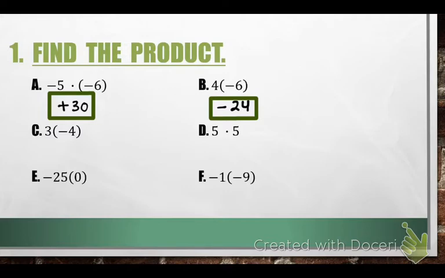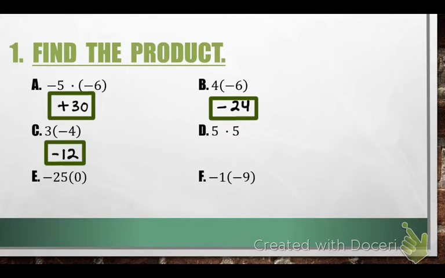Maddie, 3 times -4. How many negative signs do you see? There is 1. Is the number 1 even or odd? Odd, because there's an odd number of negative signs. The answer has to be what? Negative. Very good. And she told us 3 times 4 is 12. So the correct answer is -12. Let's go on to the next one.